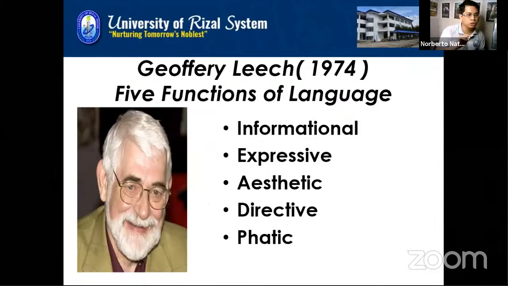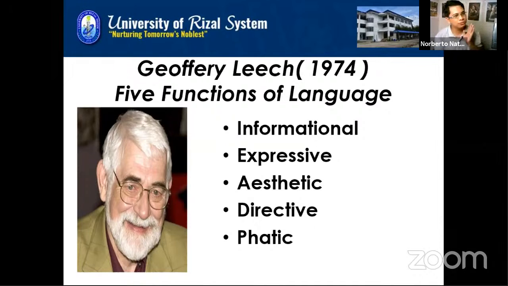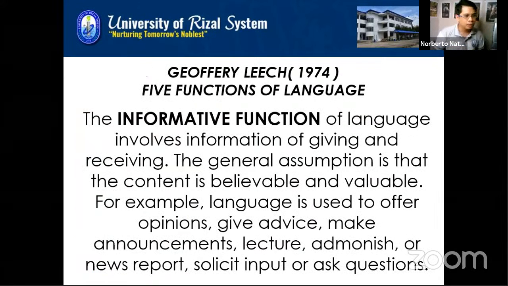Now let's proceed to Jeffrey. It's Jeffrey. My spelling is incorrect. Jeffrey, as in Jeff Eigenman, yung Jeffrey ni Jeff Eigenman. Okay, so Jeffrey Leech. If Jakobson has six functions, Leech only presented five functions. Okay, so let us see if they are similar or different in their description of the different functions of language. So let's have first the informative function.